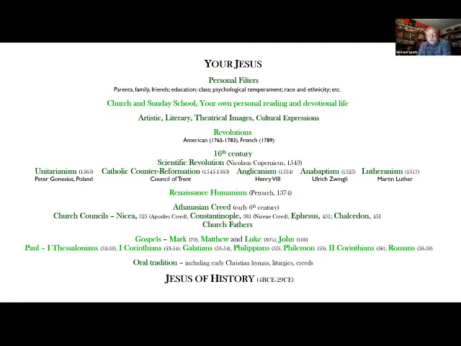How have artistic and literary and theatrical images, cultural expressions shaped our views of who Jesus is? I could have included here William Blake, for example, and his images of heaven and hell. Our images of heaven and hell are more shaped by Blake than they are by the Bible or by Christian tradition.